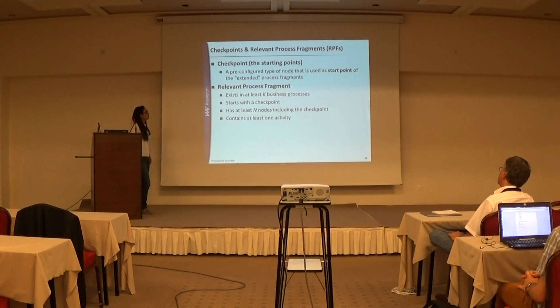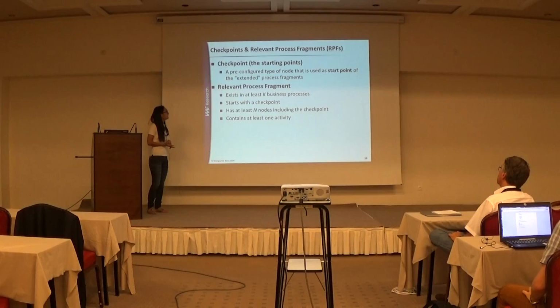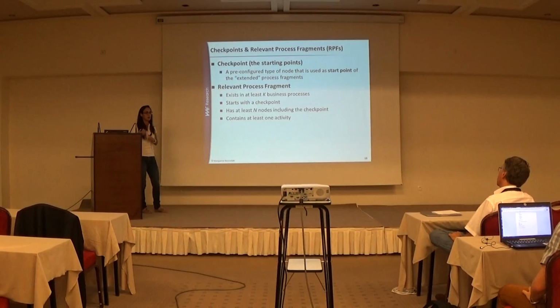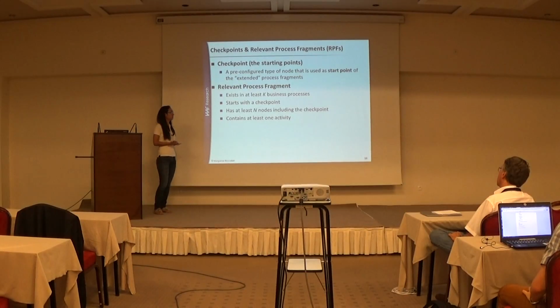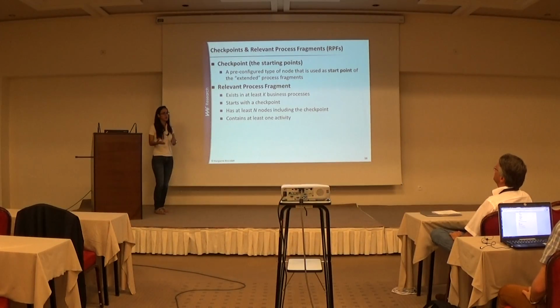So to extend this definition, I have defined the term checkpoints, which I will discuss later with an example. A checkpoint can be a pre-configured type of node that is used as a start point for my process fragments. This means that the user says, for example, I want all start events to be a starting point for a process fragment, or I want all gateways to be starting points for a process fragment. And this will basically give an execution time boost to my algorithm.